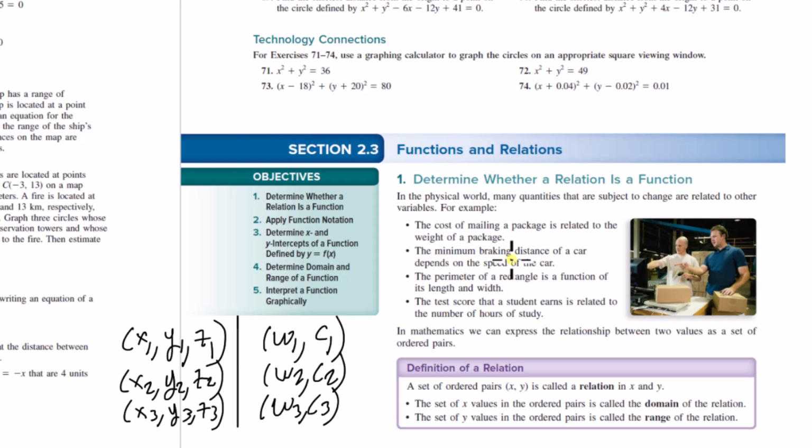The minimum braking distance of a car depends on the speed of the car. If for some reason the speed of the car didn't matter, it was always the same braking distance, then the speed of the car wouldn't be a variable. But we know that it is. The braking distance and the speed of the car, in that system, those are different. Those quantities are going to be different depending on the circumstance. They're variable.